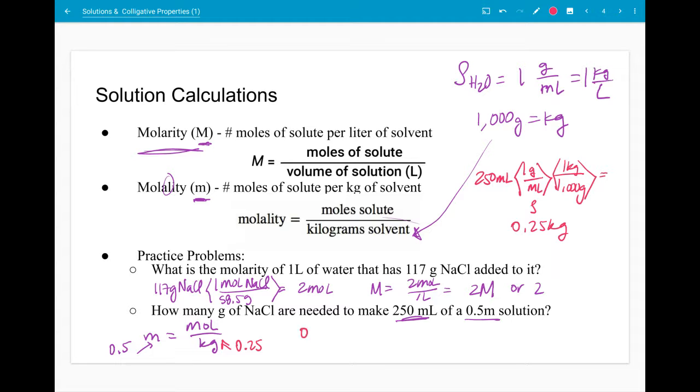So we're going to cross multiply, and we find it's 0.125 moles. And then we're going to go ahead and convert that back to NaCl using our molar mass. So I found it to be 7.31 grams of NaCl.